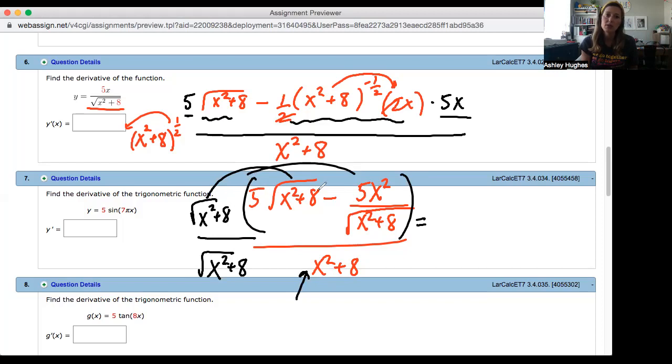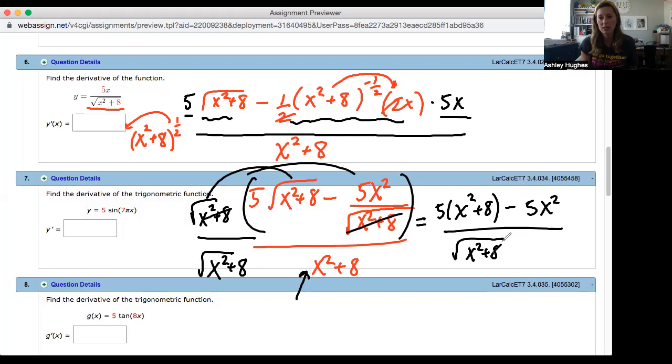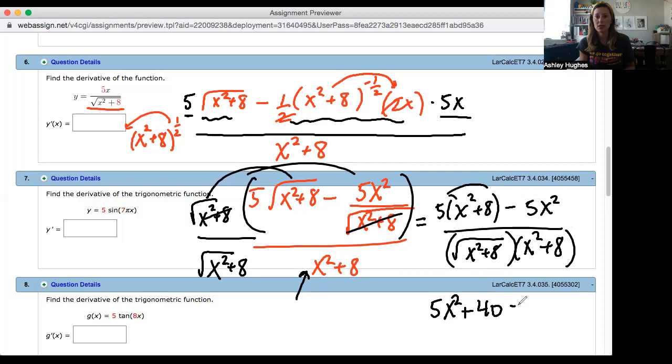5 times the square root of x² plus 8, the square root of x² plus 8. Well, when you multiply the square root times itself, you just get x² plus 8. Then minus is just going to be 5x², because when you multiply this times this is going to cancel with that. Over on the bottom, you have this times this. Then you can multiply this through, so we get 5x² plus 40 minus 5x², so those 5x² cancel. And so our final most simplified answer would be this.